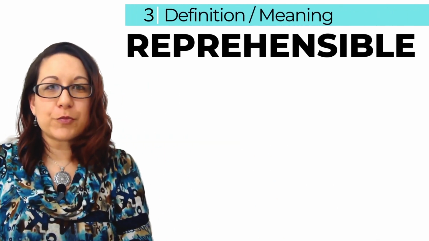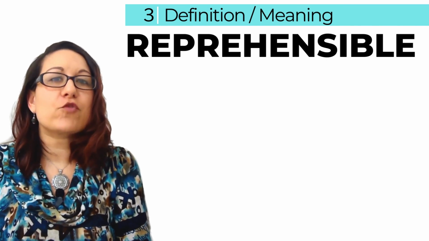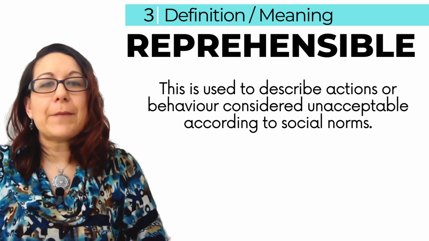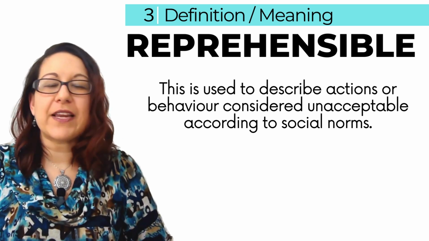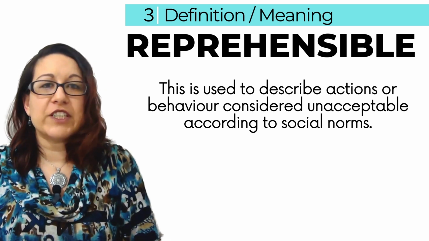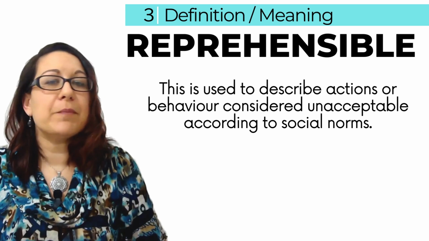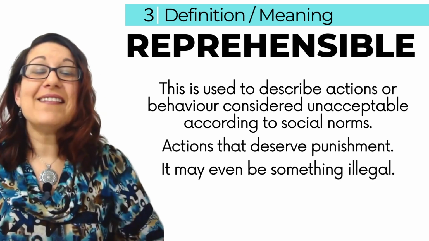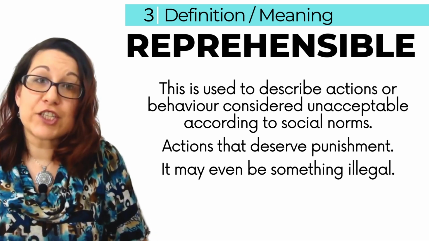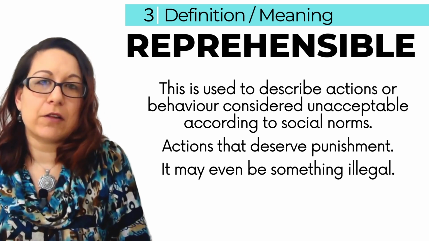Okay, so we know how to pronounce it. Reprehensible. We know it's an adjective, so it's going to describe a noun, but what does it mean? Well, we're using this to talk about actions or behavior that is considered completely unacceptable. This could be according to society, according to your family values, according to company policy. It's something that if you ask most people, they would say that it deserves punishment. It is completely unacceptable. And it could even be something that's illegal.